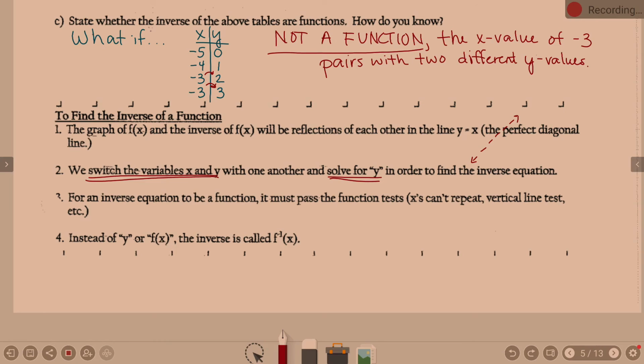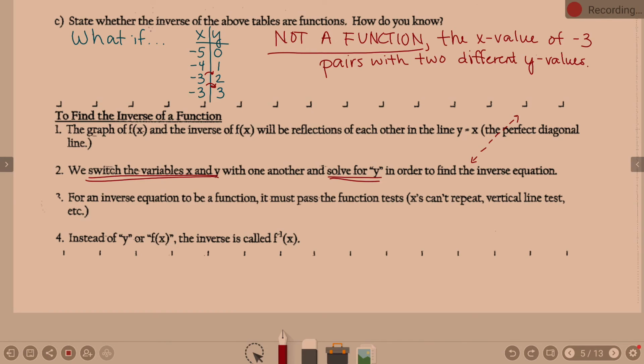For an inverse to be a function, it must pass the function test. We talked up above about the x's can't repeat, right? Or, you guys remember the vertical line test? Vertical line is up and down, yes. You draw a vertical line, and if it is a function, it can only cross that vertical line one time. So those are a couple of ways to know if it's a function.